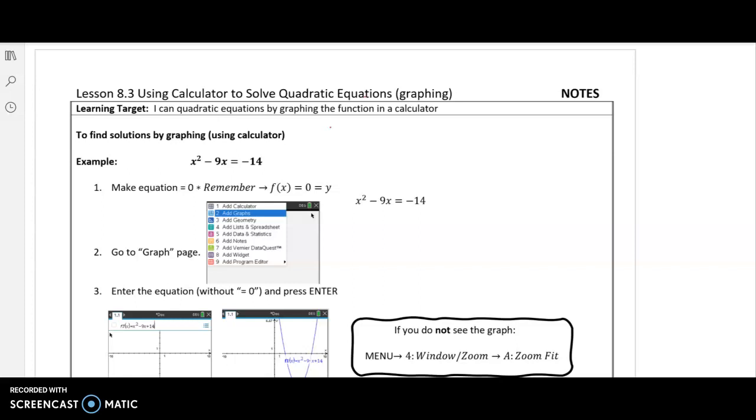Hi everyone. In lesson 8.3 today we're going to be learning how to solve a quadratic function, but using our calculator and graphing it in our calculator. Okay, so let's just briefly look through the steps.